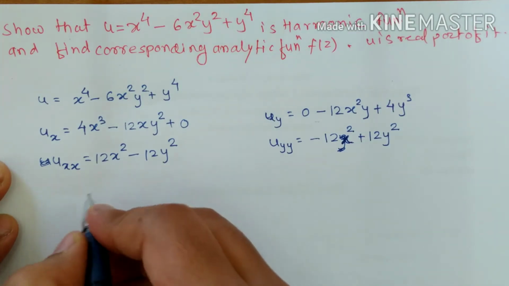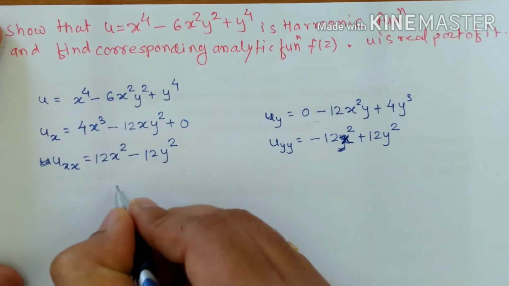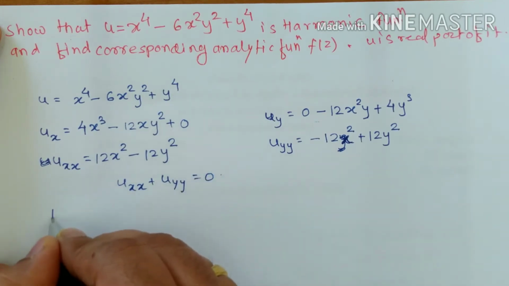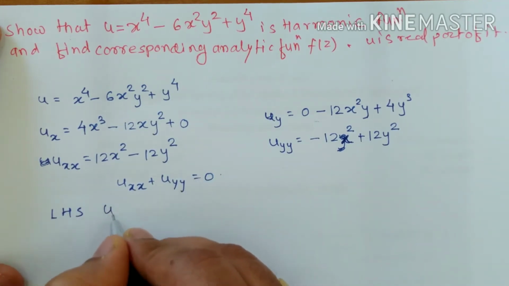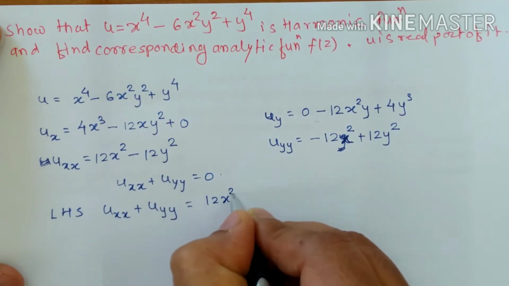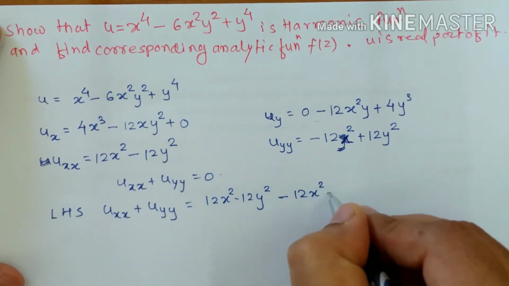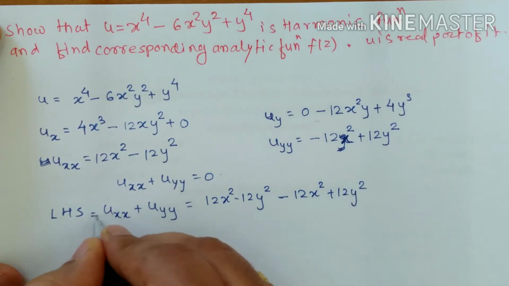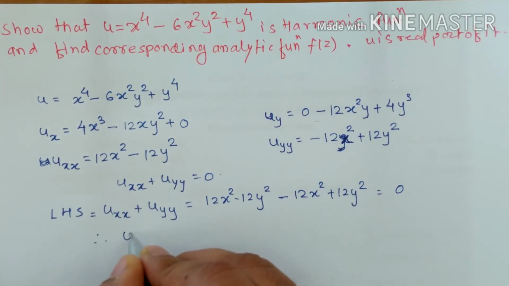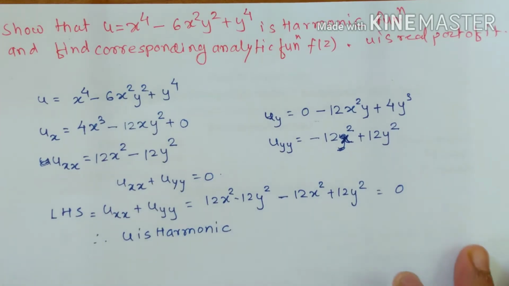Now to check whether the function is harmonic or not, we check the Laplace's equation. The Laplace's equation is uxx plus uyy is equal to 0. So we consider the LHS. LHS is equal to uxx plus uyy, which is equal to 12x square minus 12y square. From uyy it is minus 12x square plus 12y square, whose addition will be 0. Therefore, u is harmonic. Therefore, the function u is a harmonic function.